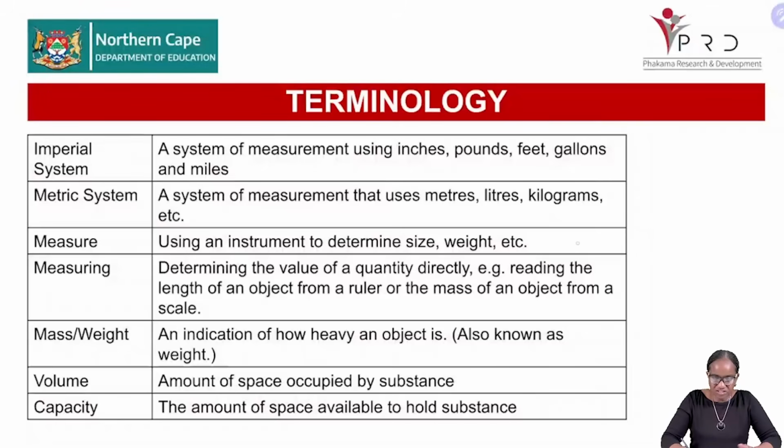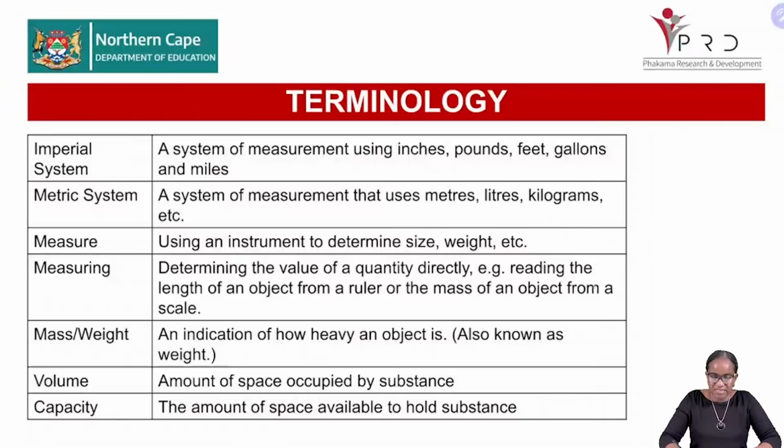Measure is using an instrument to determine a size, weight, or whatever type of measurement you want to find. Measuring is determining the value of a quantity directly. For example, reading the length of an object from a ruler or the mass of an object from a scale.